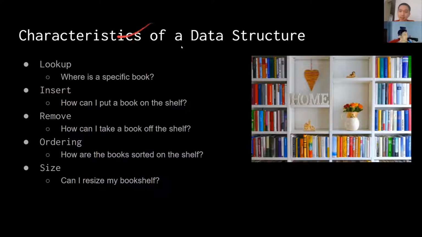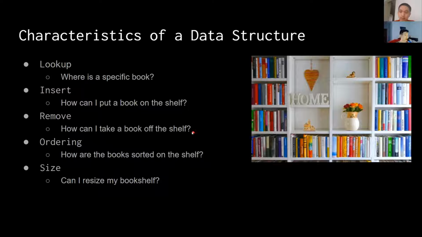So now there are characteristics of a data structure. We're going to be using a bookshelf for this entire slide. So lookup: where is a specific book on the bookshelf? And insert: how can I put a book on the shelf in a specific place? Where do you want the book on the bookshelf? Remove: how can I take a book off the bookshelf?